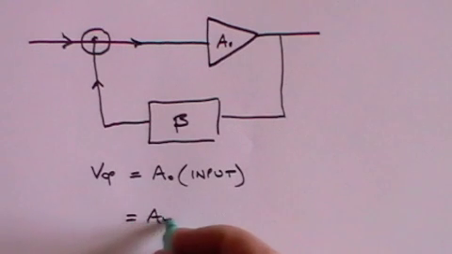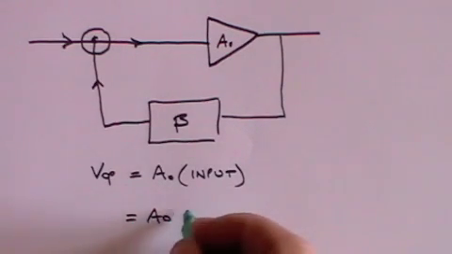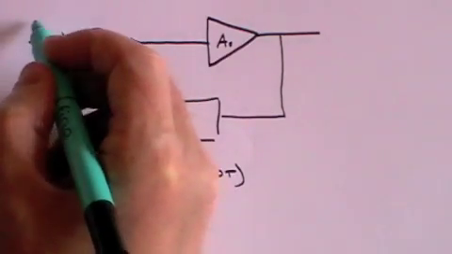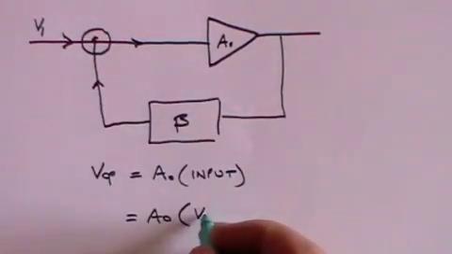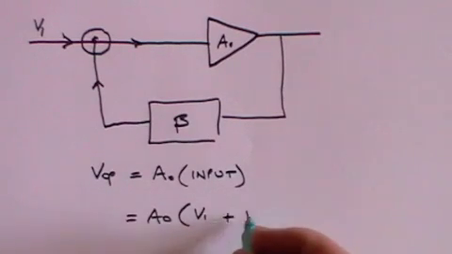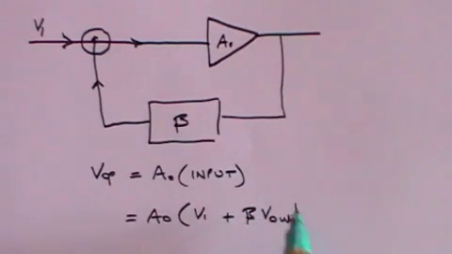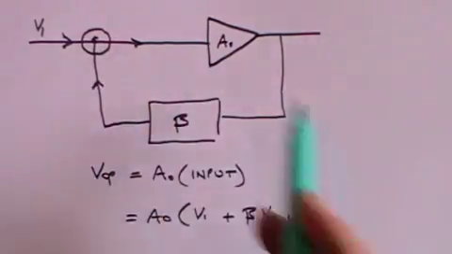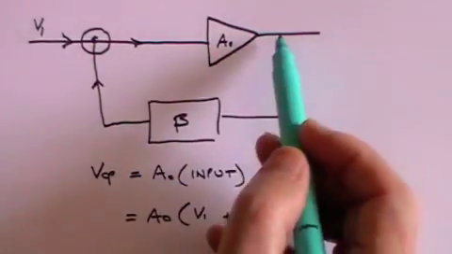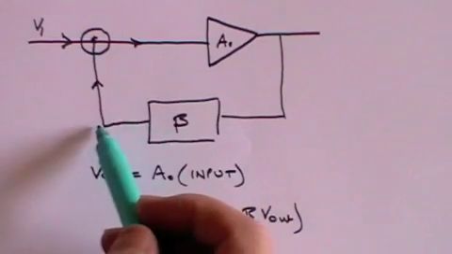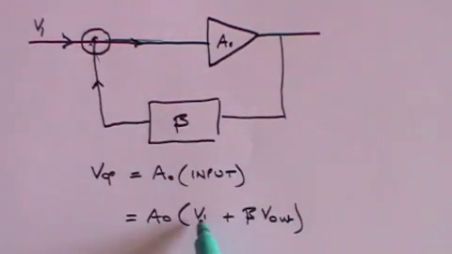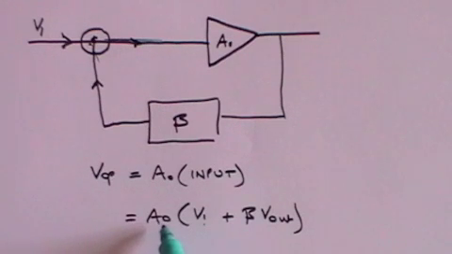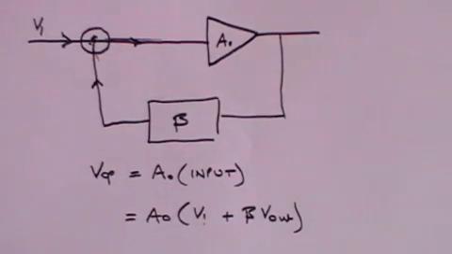And that is equal to the gain, A0, times V in, which is the input coming here, plus beta V out, because a proportion of the output voltage is being fed back into the input. So not only have you got the input voltage, but you've also got a proportion, beta, of the output voltage being fed back in again. So the total input is V in plus beta V out. And that's multiplied by A0, the gain, to give you an output voltage.